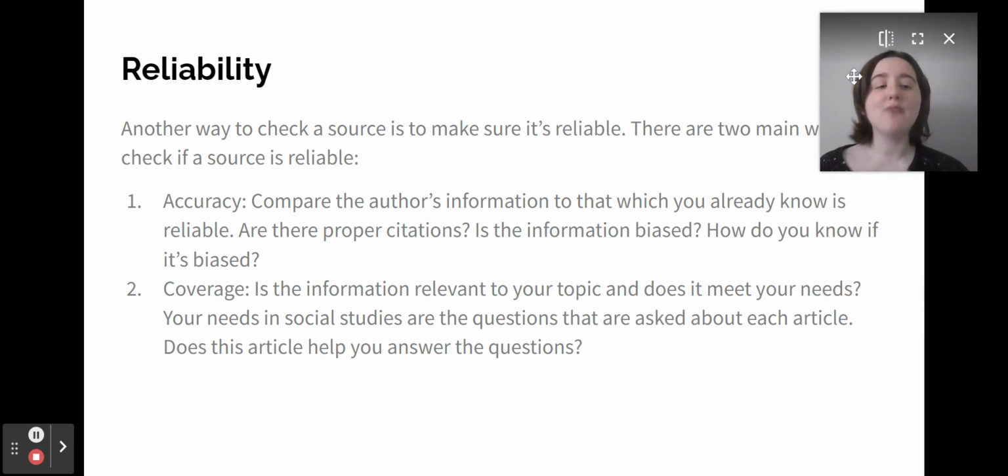And then you have number two, coverage. Is the information relevant to your topic and does it meet your needs? Your needs in social studies are the questions that are asked about each article. Does this article help you answer the questions? So, all you need to write down for reliability is number one, accuracy, and number two, coverage. You don't have to write any of the sentences after.